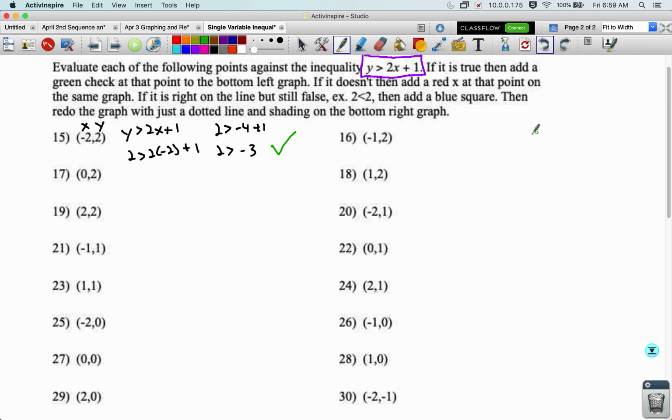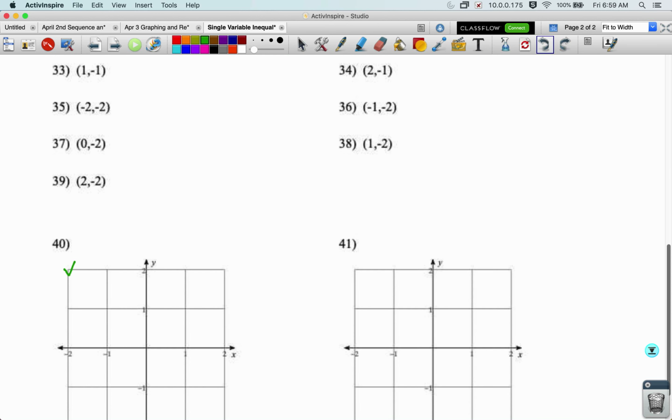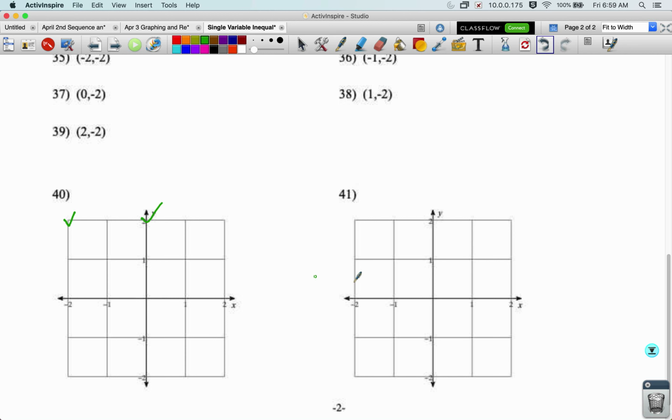All right, let's try 0 comma 2. I'll still label it x and y. I'm going to plug in a 2 for y. So 2 is greater than 2 times 0 plus 1. The 2 times 0 cancels out, so we just get 2 is greater than 1. This also gets a green check. So 0 comma 2 gets a green check.